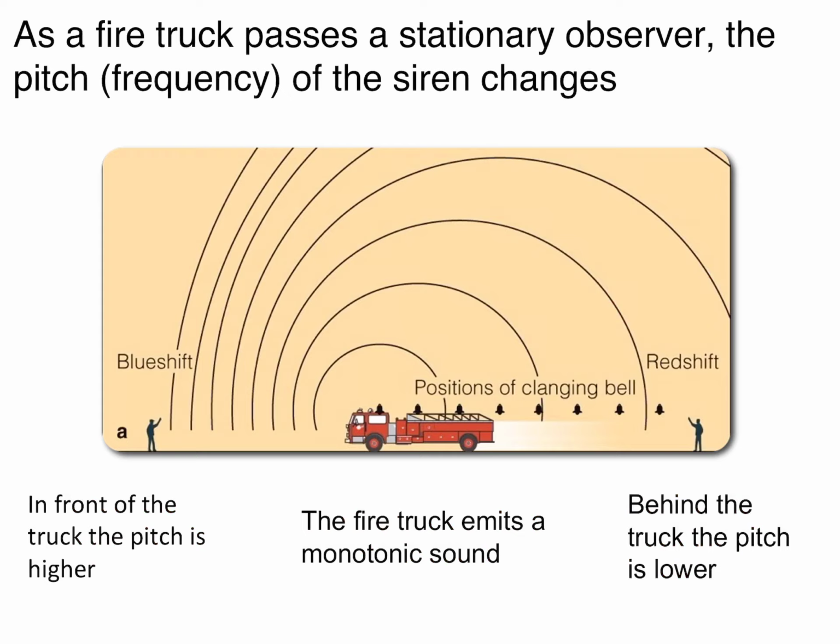So, as a fire truck passes a stationary observer, the pitch, which we also call frequency, of the siren changes. In front of the truck the pitch is higher, as the fire truck emits a monotonic sound. If you stay behind the truck, the pitch is lower. In other words, if a car or truck is moving while its horn is blowing, the frequency of the sound you hear is higher as the vehicle approaches you and lower as it moves away from you.